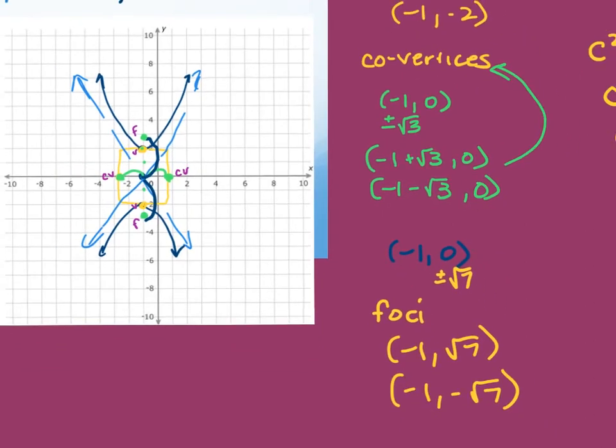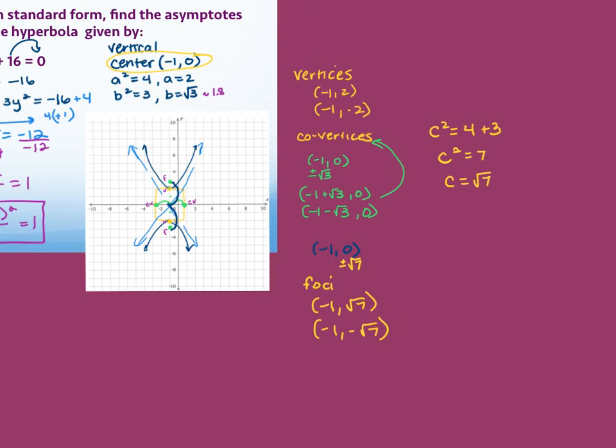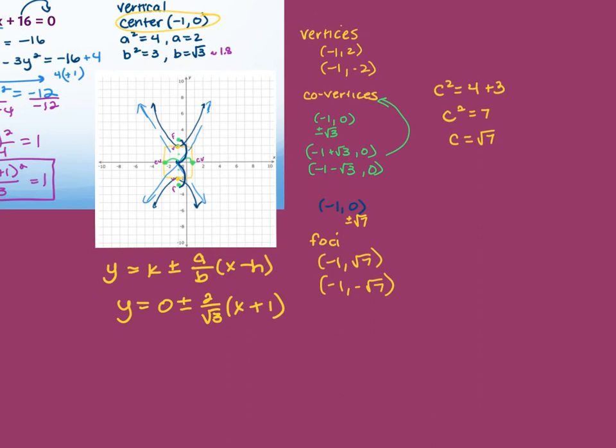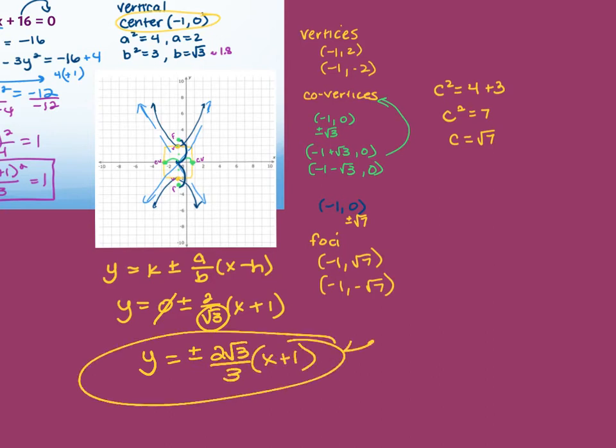So there's a lot of information that you can find from this, and you can even find the asymptotes. Remember, it's y equals k plus and minus. Now it's vertical, so it's a over b times x minus h. So y would equal, my k is 0, my a is 2, my b is root 3, times x minus negative 1, which becomes plus 1 there. This goes away, and this needs to be rationalized. So y equals plus and minus 2 root 3 over 3 times x plus 1. These would have been your asymptotes.